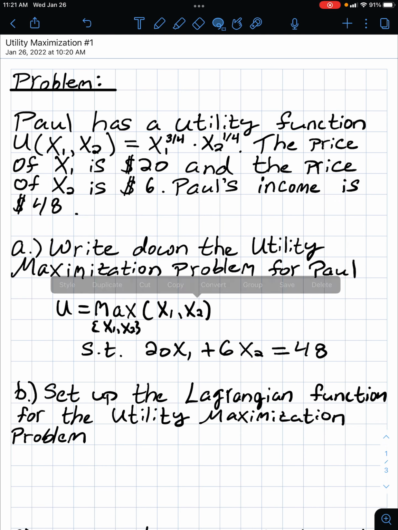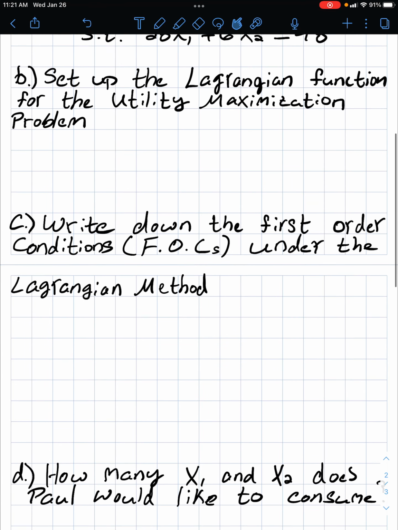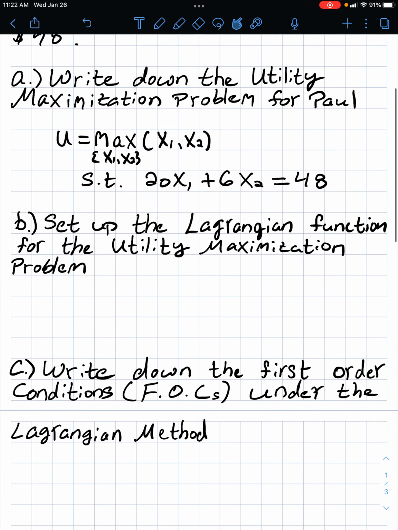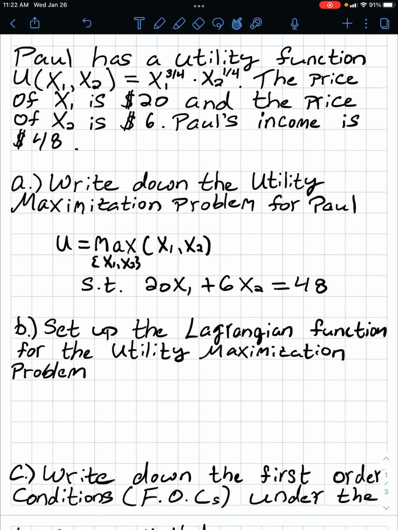Now, part B. Set up the Lagrangian function for the utility maximization problem. Now pause this video, take a few minutes, and solve this problem.